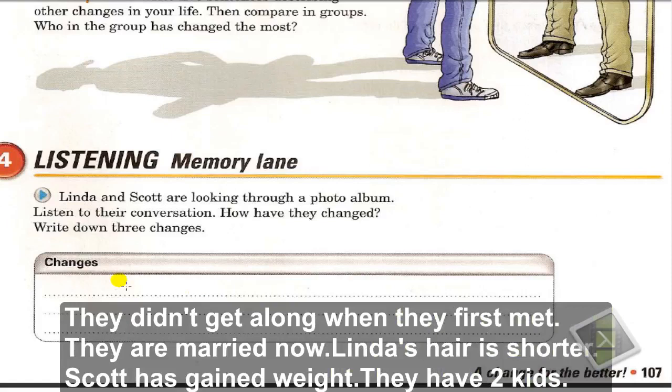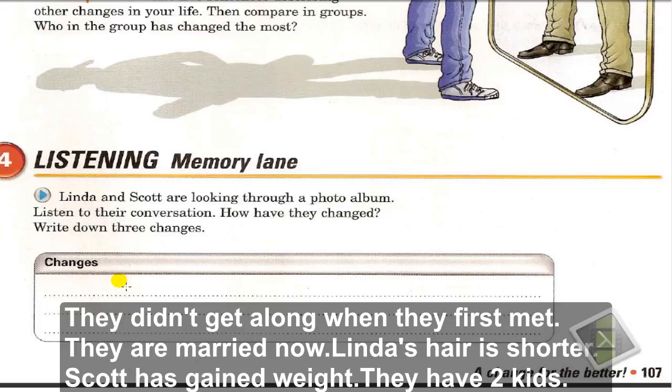First change: they didn't get along when they first met. They didn't like each other. Second: they're married now. Linda's hair is shorter. Scott has gained weight. They have 2 children.